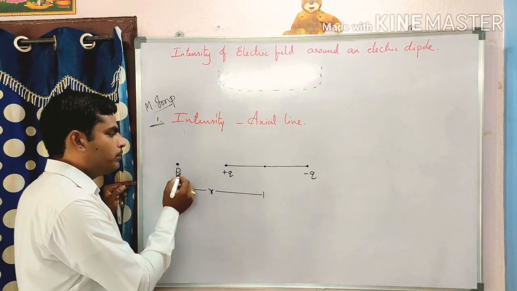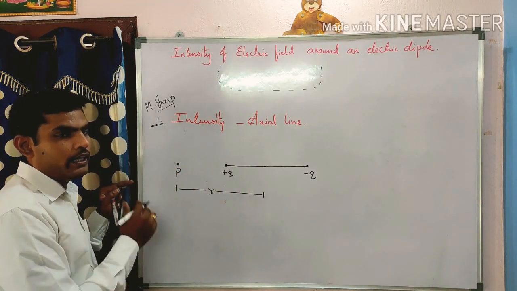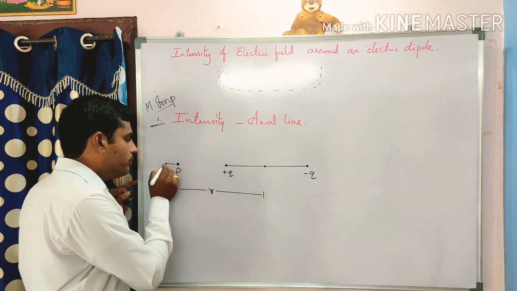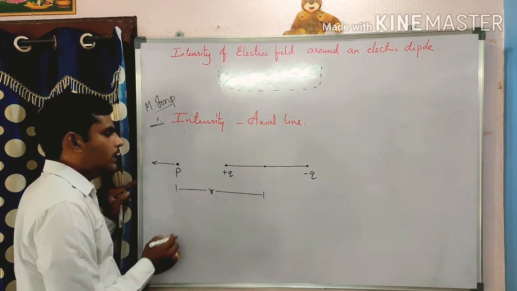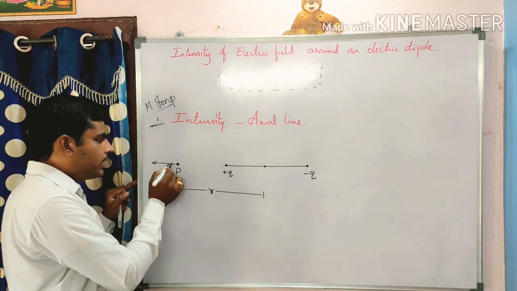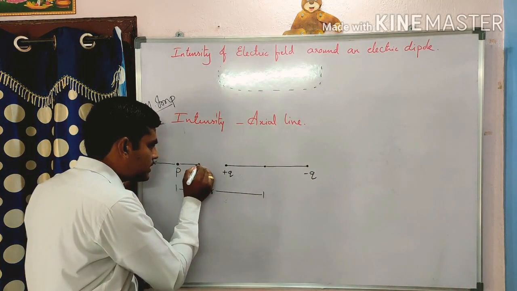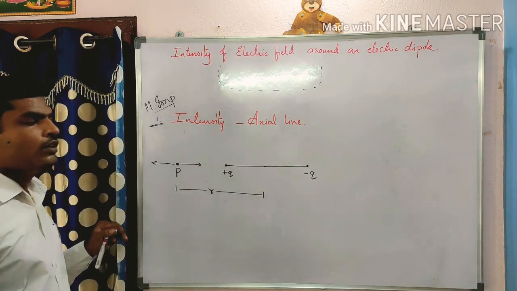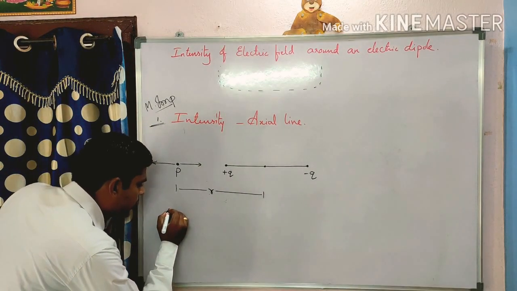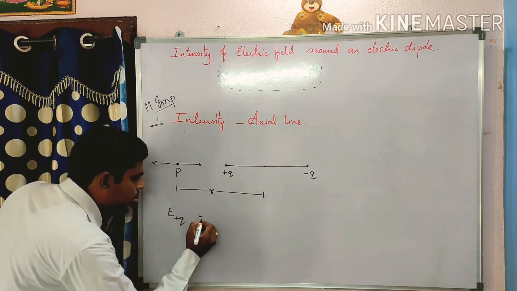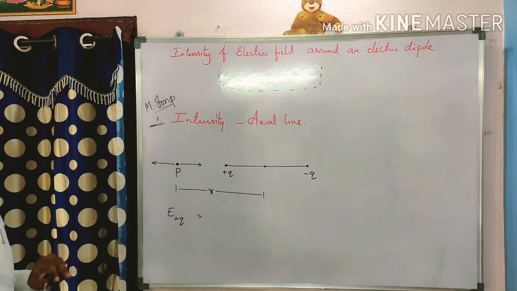Now suppose the point P. Here, for the positive charge, the field is in the outward direction. The electric field due to the positive charge is in this direction. For the negative charge, the direction of electric field is this one. So I have to find the electric field due to the positive charge.